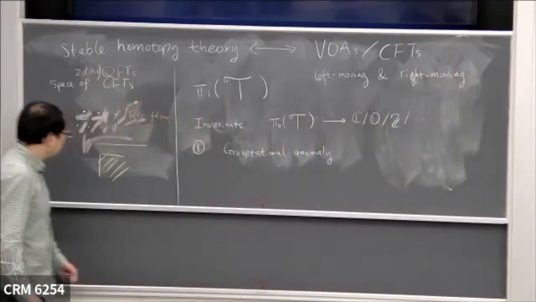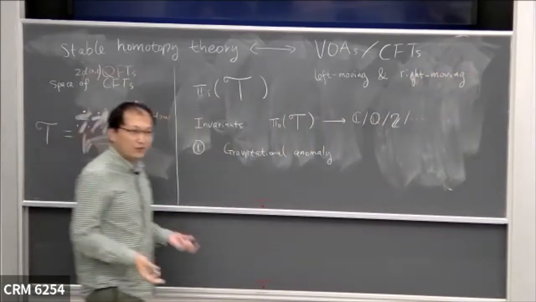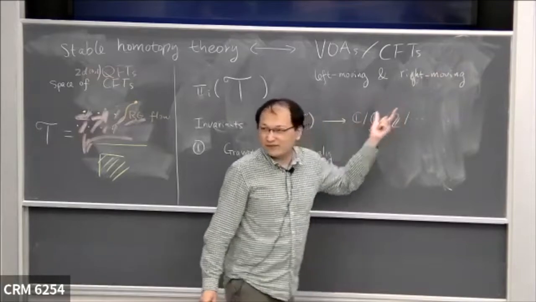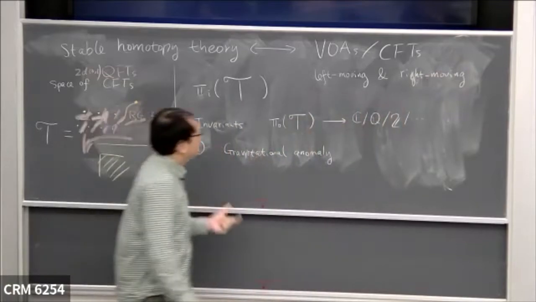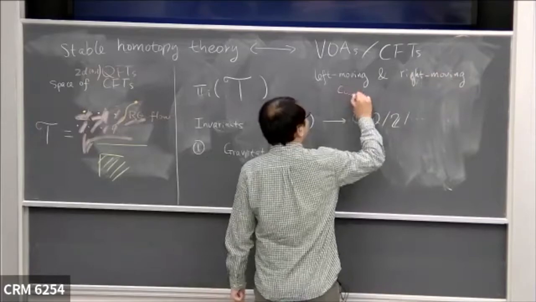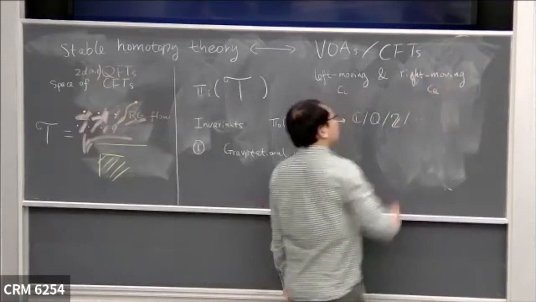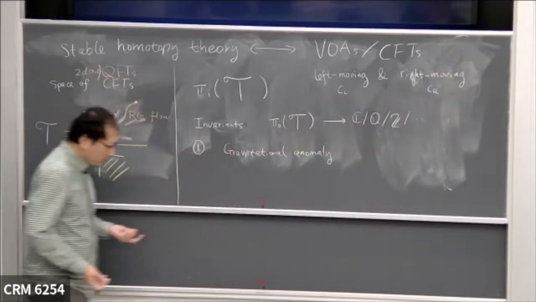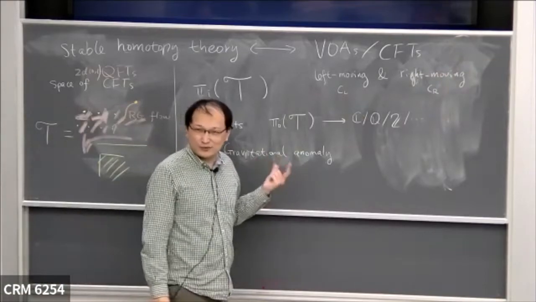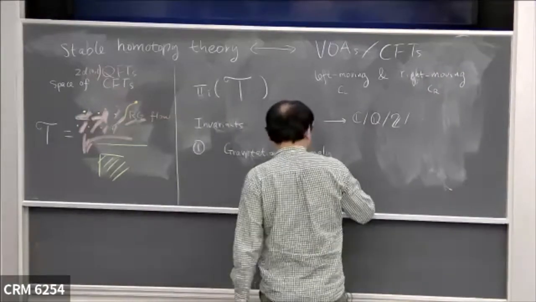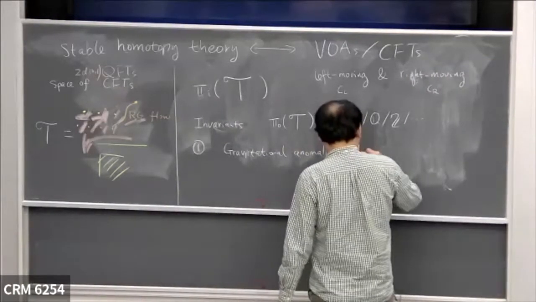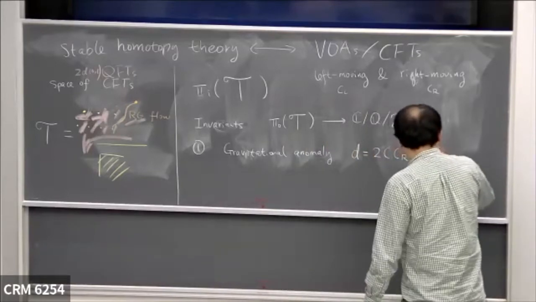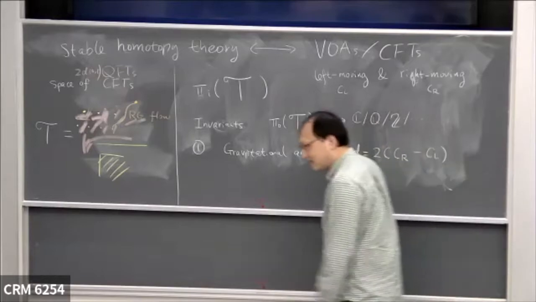And then the space of states should form a representation of both the left-moving and the right-moving VOAs. So they can have different central charges, c_L and c_R. But it turns out that only the difference of them is a good invariant. So the gravitational anomaly for a VOA is simply 2 times the right-moving minus the left-moving central charge.